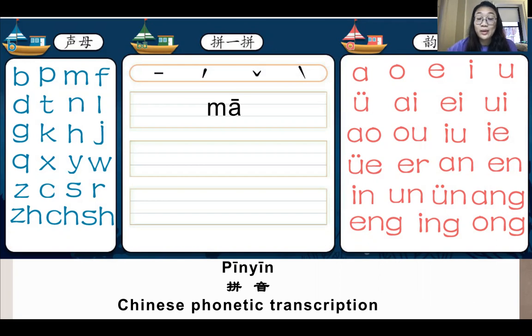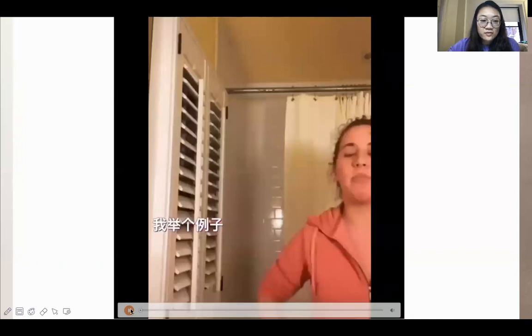So in pinyin, we have actually three parts. The first part is called the initials. In Chinese, 声母, it's kind of like the consonants in English. And then the second part is the finals. So it's like vowels in English, but we have single finals and compound finals. And the third part is the tones. We have 4 tones in the Chinese language. So today I'm going to emphasize the tones of the Chinese language. So first of all, let's watch a video.